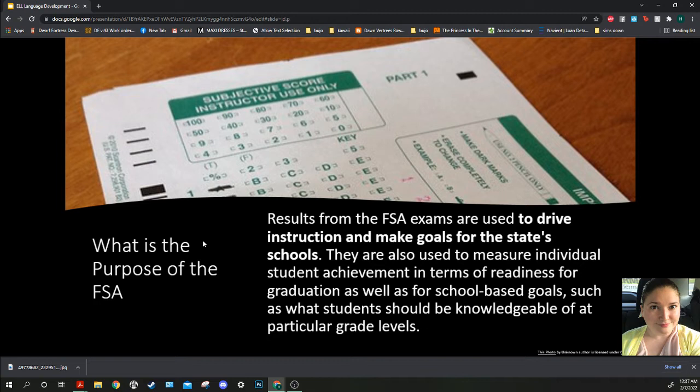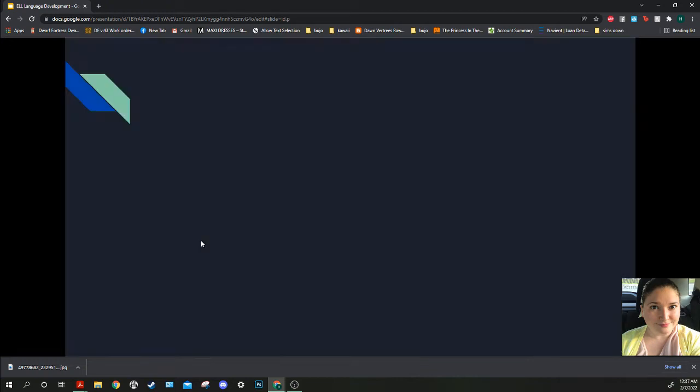Now, what is the purpose of the FSA? Results from the FSA exam are used to drive instruction and make goals for state schools. They're also used to measure individual student achievement in terms of readiness for graduation, as well as school-based goals such as what students should be knowledgeable of at particular grade levels.